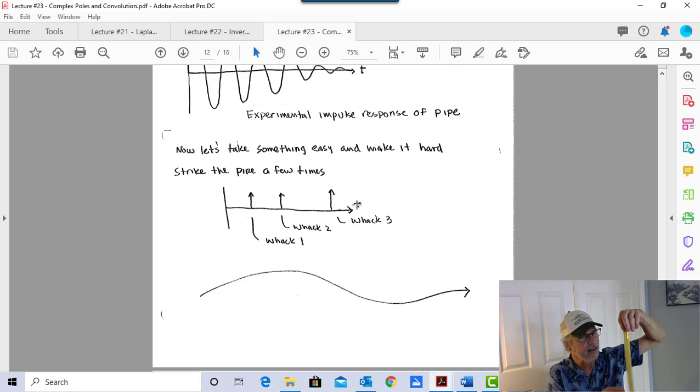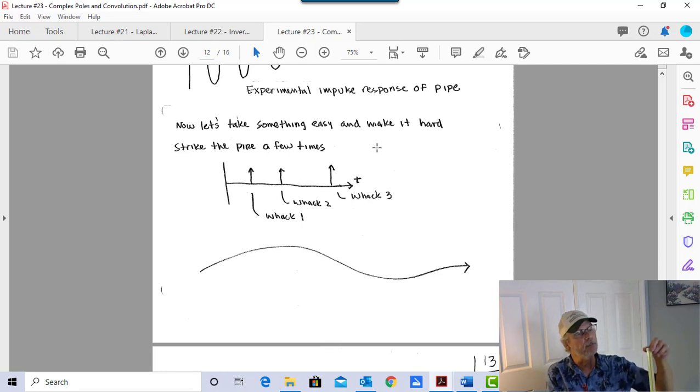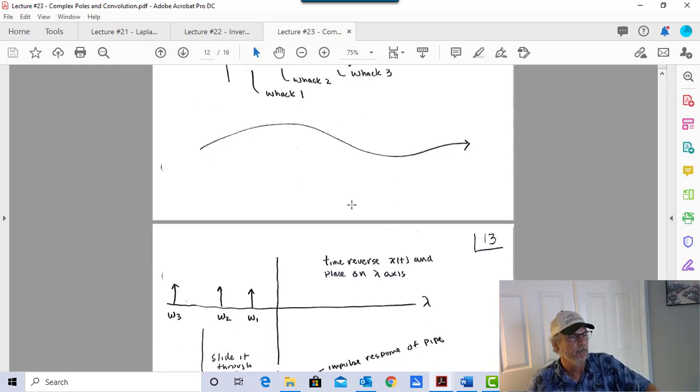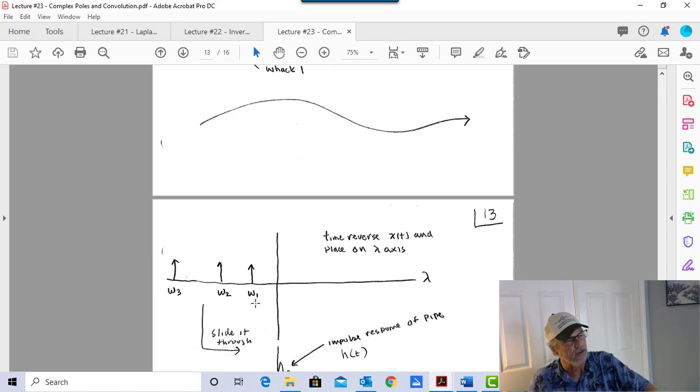Ding, ding, ding. Duh, right? Let's do it with convolution. My input signal is going to be my whack, my x of t, my 3 whacks actually. So what am I going to do? Time reverse them. And you can see I've indexed them. This is whack 1, whack 2, whack 3. I'm going to time reverse them and put them on the lambda axis. Here they are. Here's whack 1, here's whack 2, here's whack 3. Well, duh, of course I want to put whack 1 in the system first.